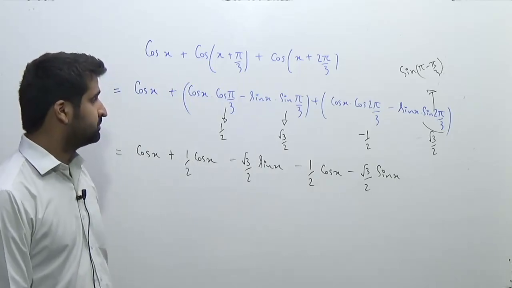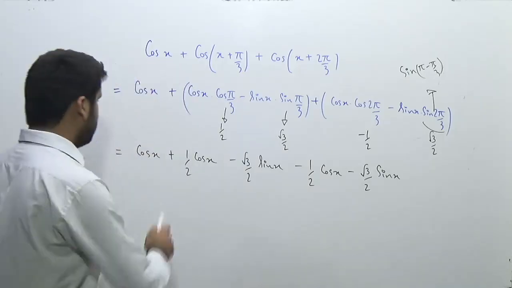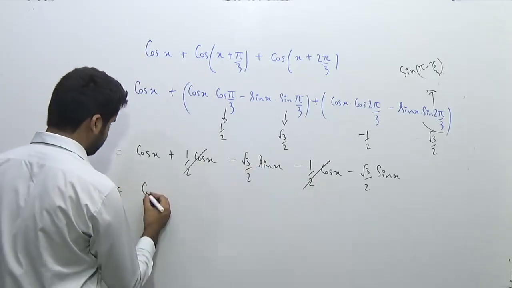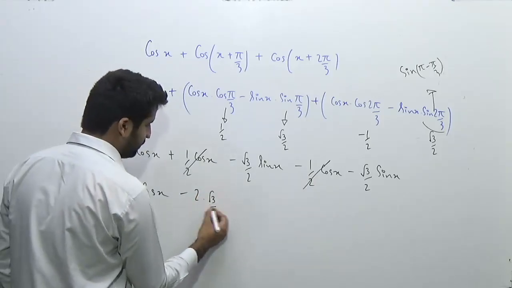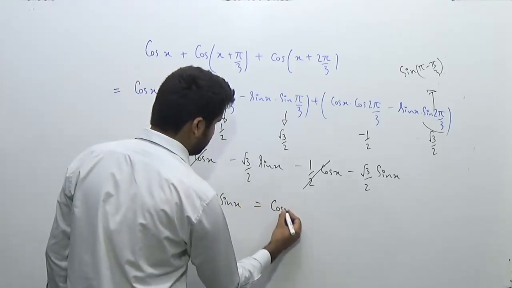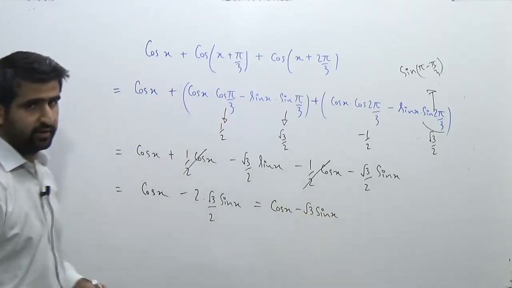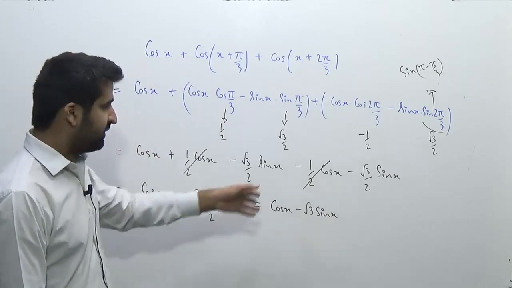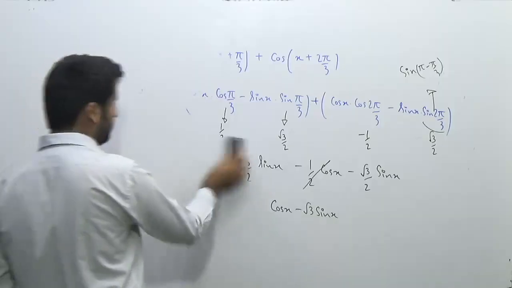So this is clear. Now we will get this value. These two will cancel out and this will become cos x minus 2 times root 3 by 2 sin x. So after simplifying, this will become cos x minus root 3 sin x. Now we can further simplify this by a method which we will learn in the next lecture, but I will give you a glimpse on how we simplify this further.